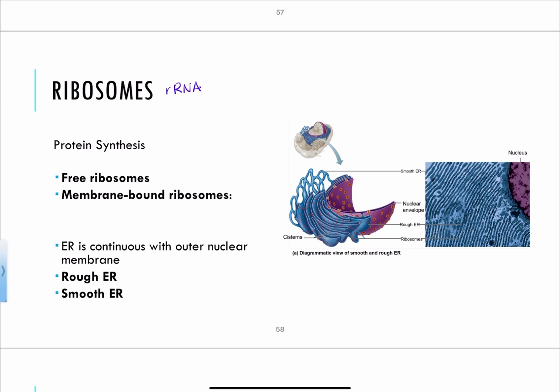So ribosomes can either be found freely floating in the cytosol, or they could be found bound to a membrane. And if they're bound to a membrane, the membrane is going to be called the ER, which stands for endoplasmic reticulum. And when they stud the endoplasmic reticulum, we say that the endoplasmic reticulum is rough. We also have an endoplasmic reticulum that does not have ribosomes bound to it, and we call it smooth because it appears smooth under a microscope.